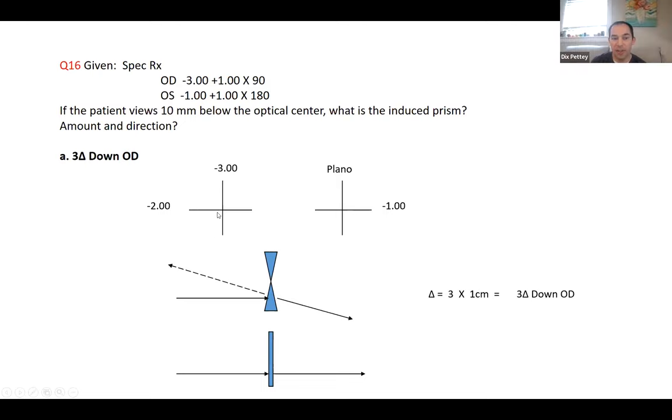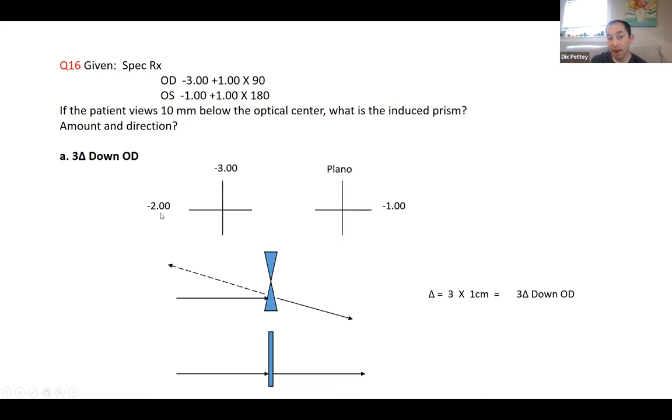Good question. So let's say that the patient was looking to the right, okay? So now we have to think about the patient's perspective. That would actually move what we're looking at over to the left on this. Can you guys see my cursor there? Yes. Okay. So in this case, 10 centimeters, we would multiply that by the minus 2.